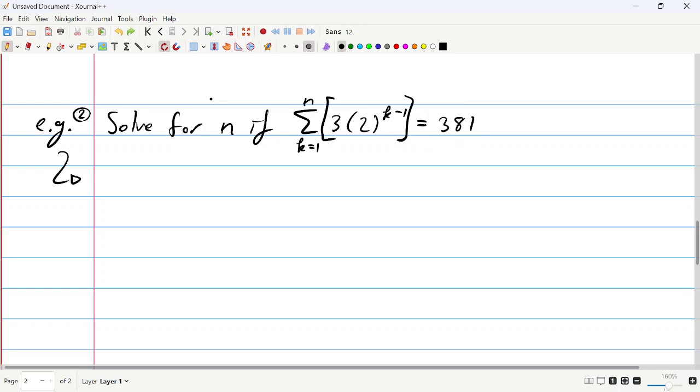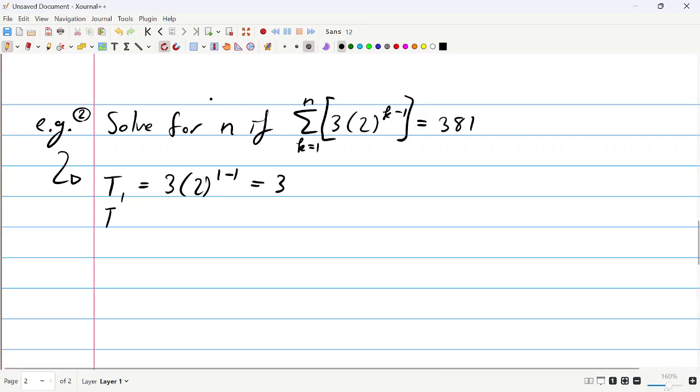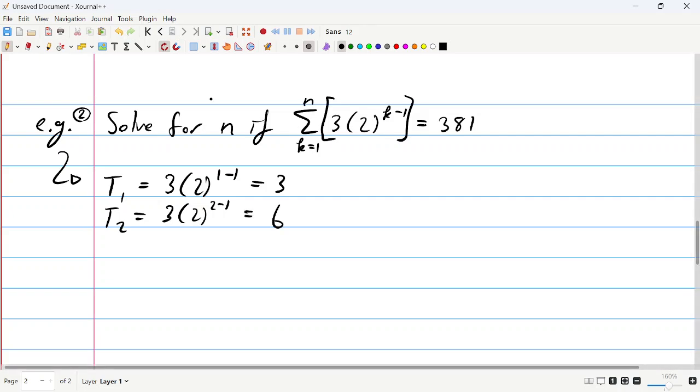But let's just try and do that, right? First things first, we need to know what term 1 is. When k is equal to 1, it's just going to be 3 into 2 raised to 1 minus 1, and obviously it's an exponent of 0. So it's just going to be 3 times 1, which is 3. Term 2 is 3 into 2 raised to the power of 2 minus 1, which is 3 times 2, which is 6. Then T3 is 3 multiplied by 2 raised to the power of 3 minus 1. This is going to be 3 times 2 to the power of 2, which is 4.